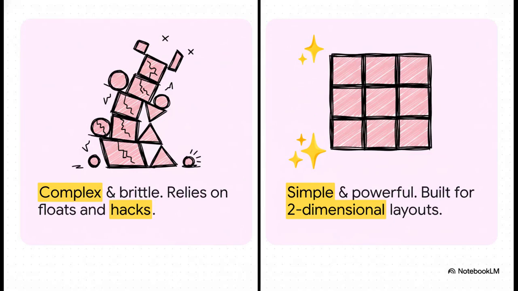Let's just put it side by side. The old way, well, it was often super complex and brittle. You make one tiny change and the whole layout just shatters, right? The grid way is different. It's simple, it's incredibly powerful, and it's built for true two-dimensional layouts. That means you can control both rows and columns at the same time. It is a genuine game changer.